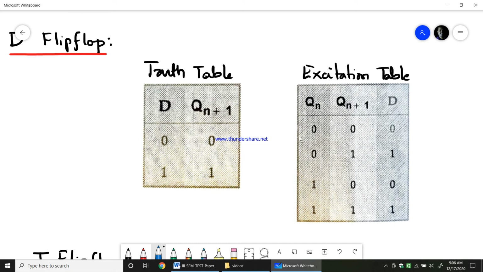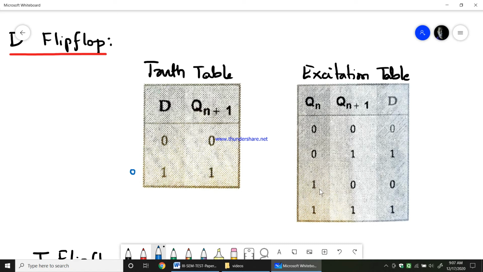So in an excitation table, you see Qn is 0 and Qn plus 1 is also 0. So if the present state is 0 and the next state is 0, that will happen when D is 0. When D is 0, Qn plus 1 is 0. If the present state is 0 and the next state is 1, that will happen when D equals 1. When D equals 1, though the present state is 0, the next state will be 1 only.